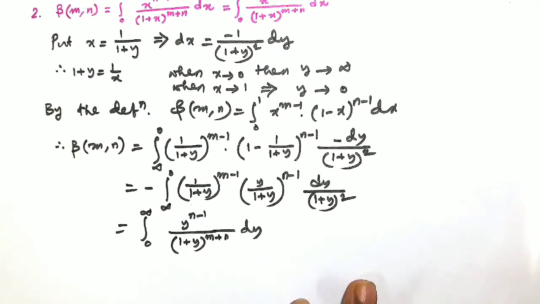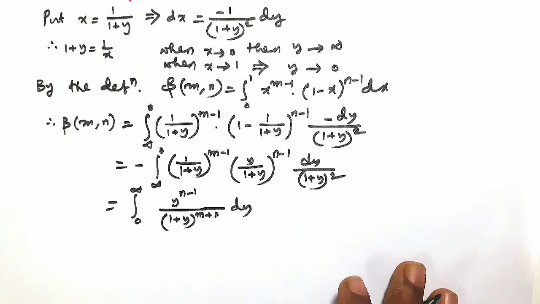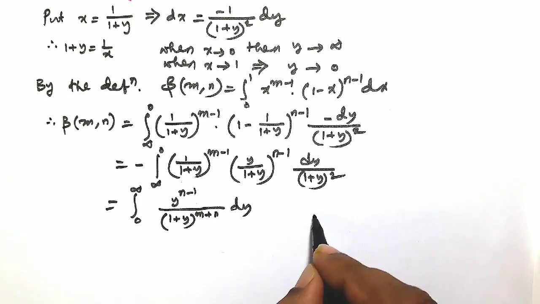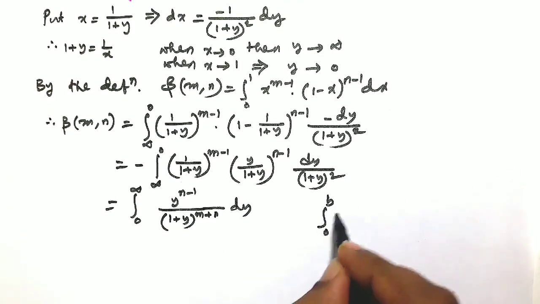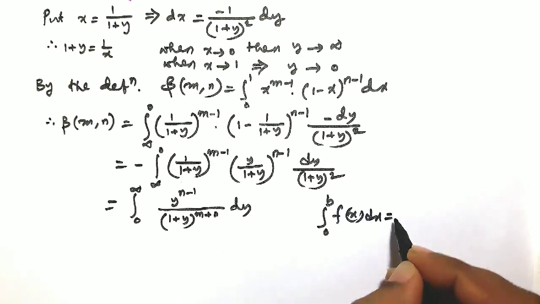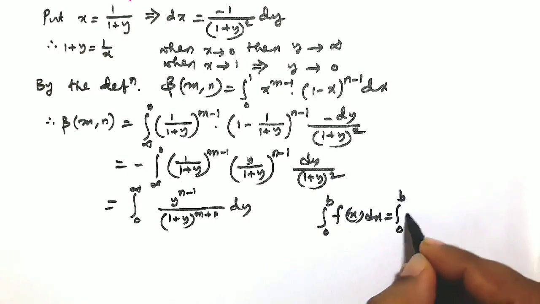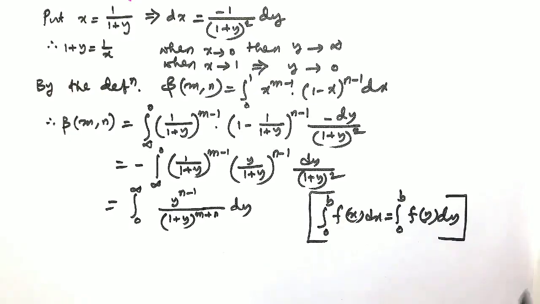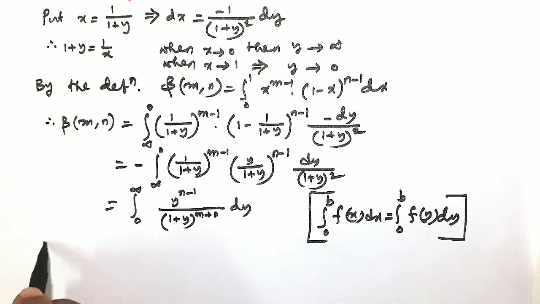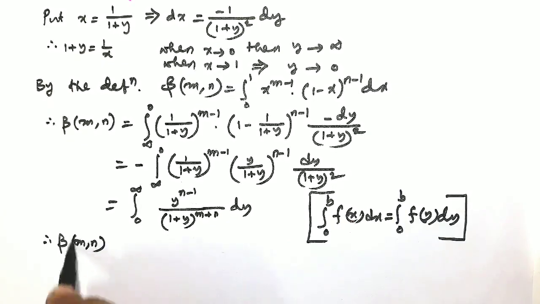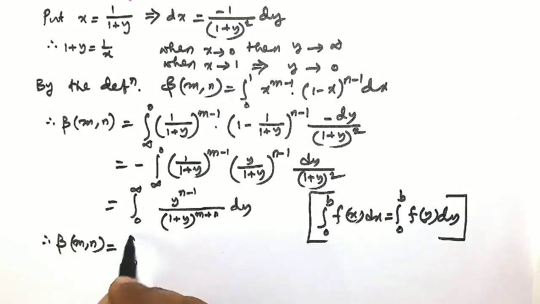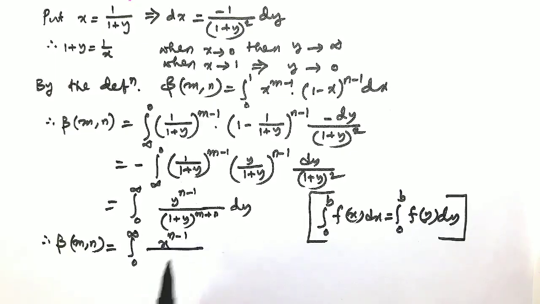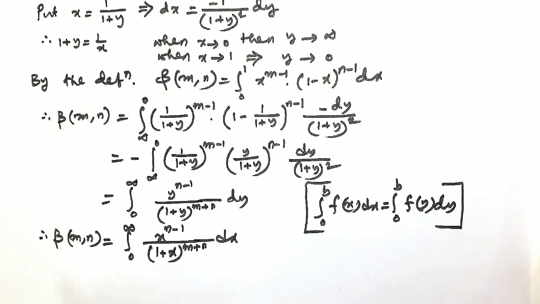Okay, now friends, we know another property of definite integral, that integration 0 to b of f(x) dx is equal to integration 0 to b of f(y) dy. So we can use this property, and then it will be converted to beta of m, n. Now it is converted to integration 0 to infinity x to the power n minus 1 upon (1 plus x) whole power m plus n dx.